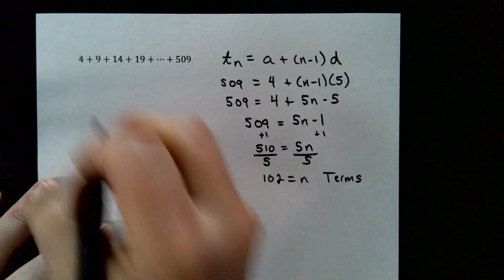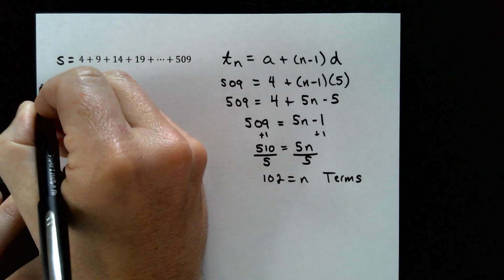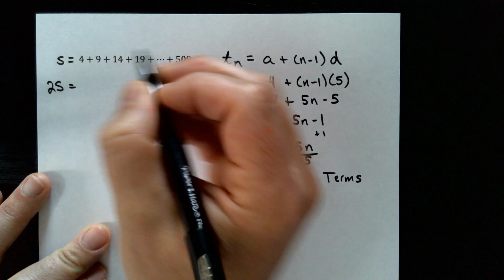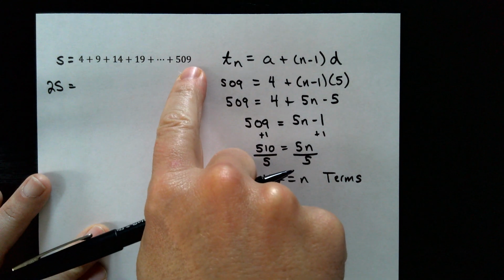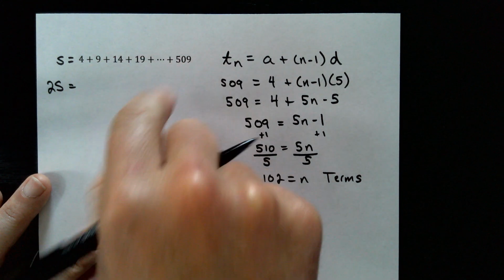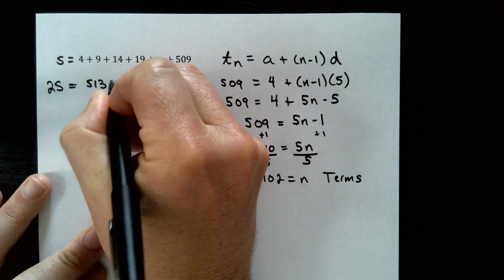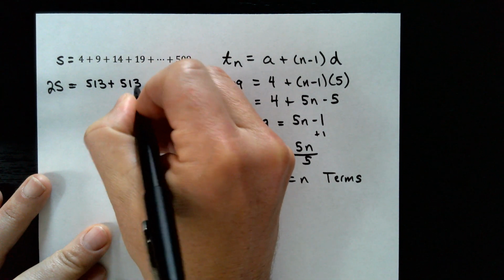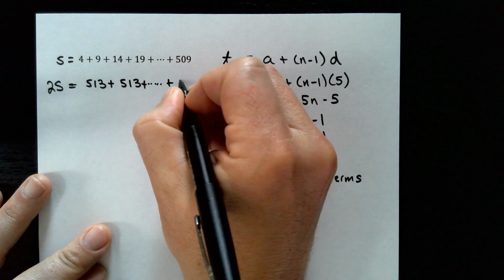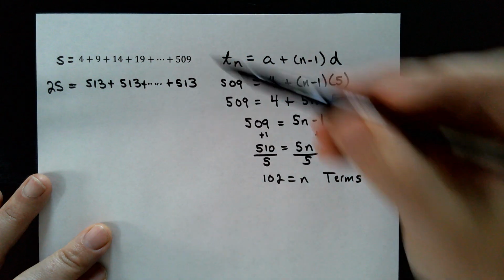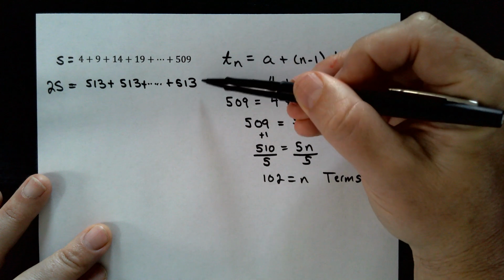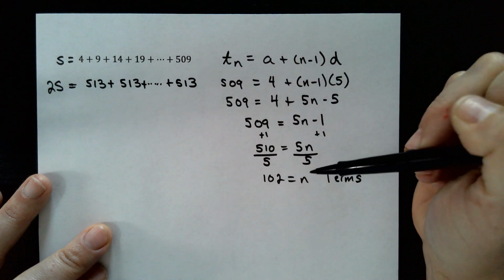Okay, so let's go do this one. So this we'll call S. So 2S will be the pairs. So what are the pairs? First and last term add up to 513. So the pairs will be 513 plus 513 plus dot dot dot plus 513. How many terms are there? The same number as this, right? And that is 102.